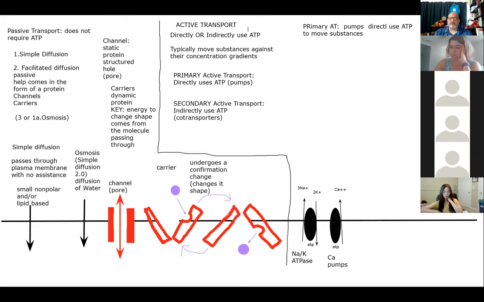All right, I think those are hopefully pretty straightforward. If that doesn't make sense, we're in trouble because the next one's far worse. So any questions on these primary active transporters? All right, let's then talk about secondary active transporters.